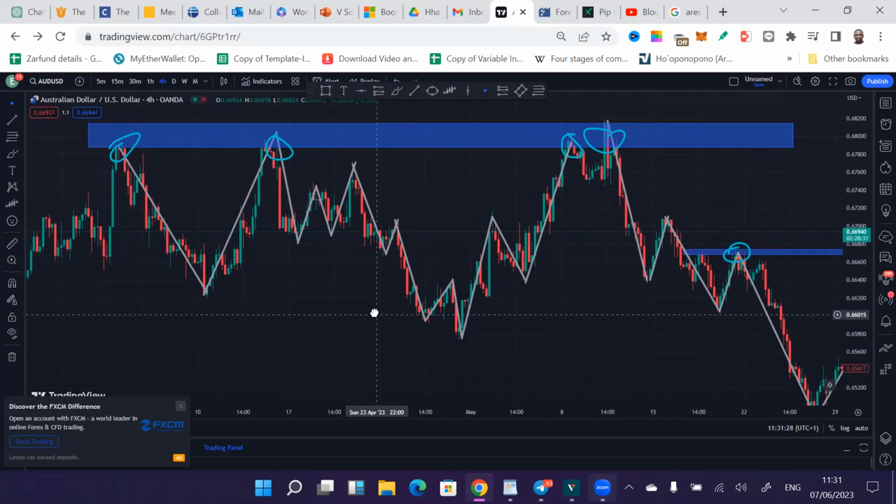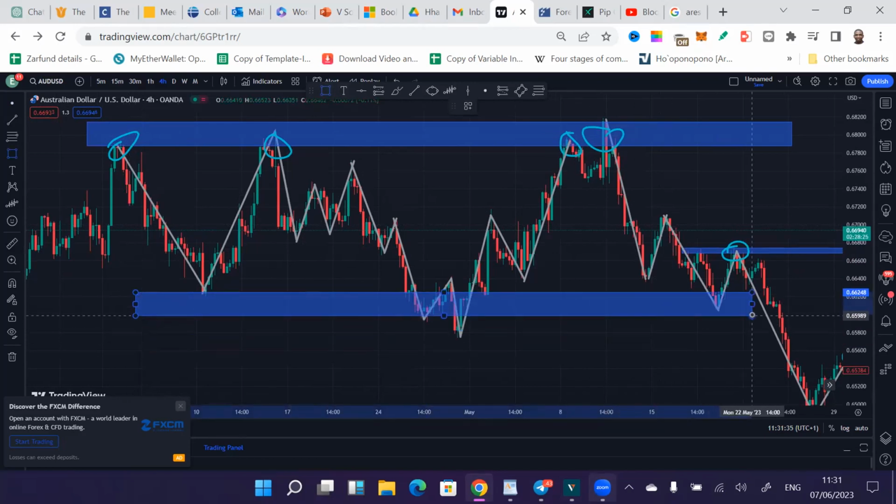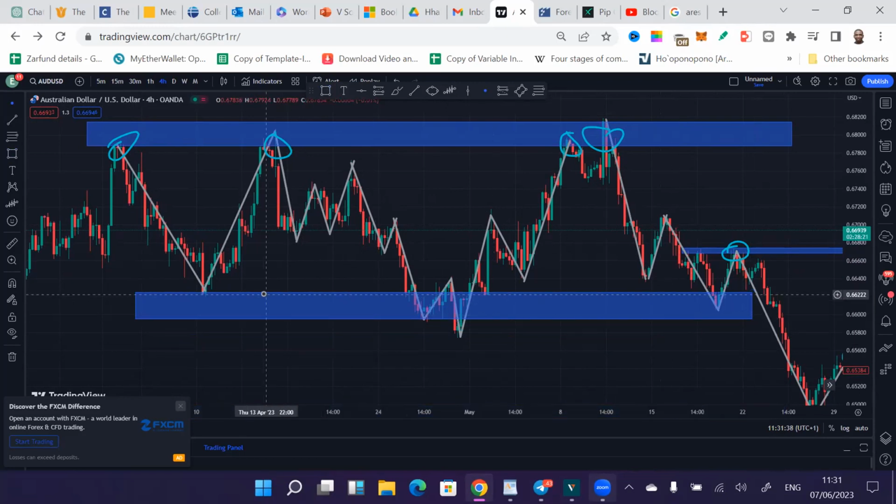Okay, so look at it now. What we want to do now is join these bottoms also. This area now, we join them together. What this is showing us is that when you draw swings, at a point you start seeing that a whole region will have a connection.